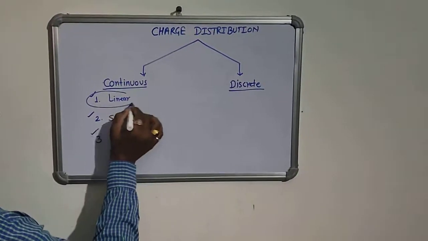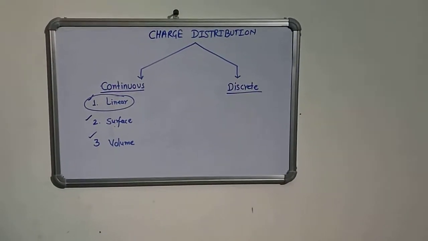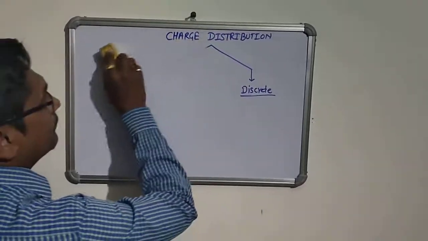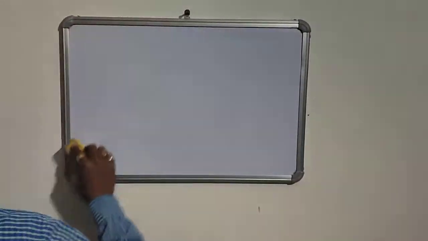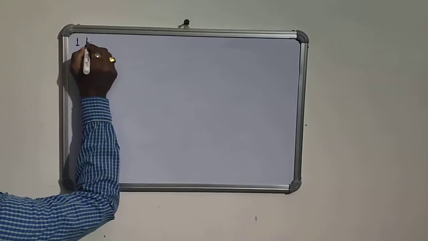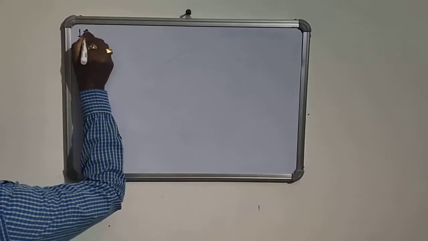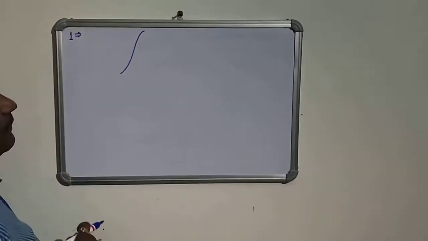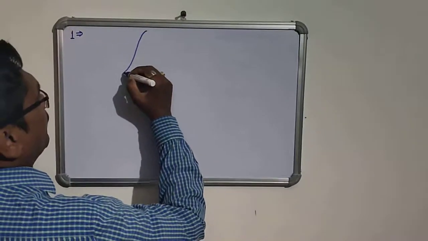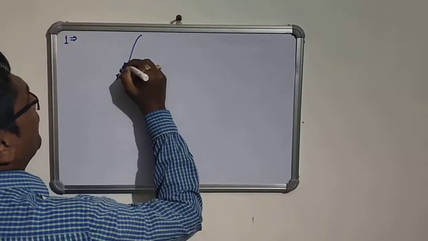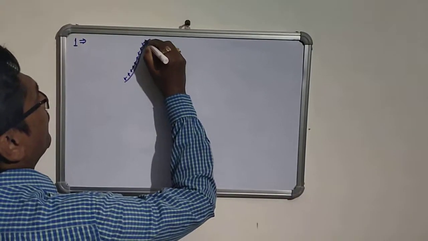First of all, we have to discuss linear distribution of charge. In linear distribution of charge, charge is distributed along the length, or in other words we can say charge distribution is only one dimensional. Suppose this is a segment of fiber and charge distributed on the fiber is in this manner.